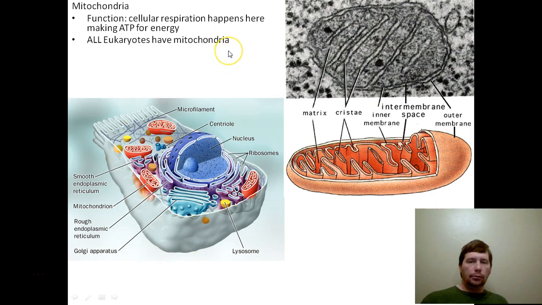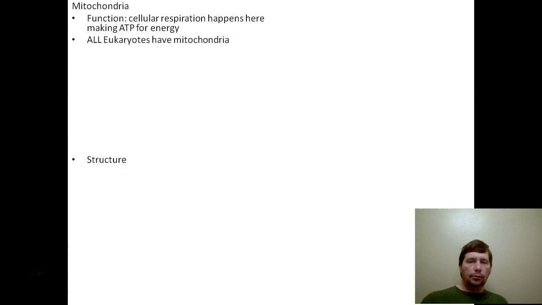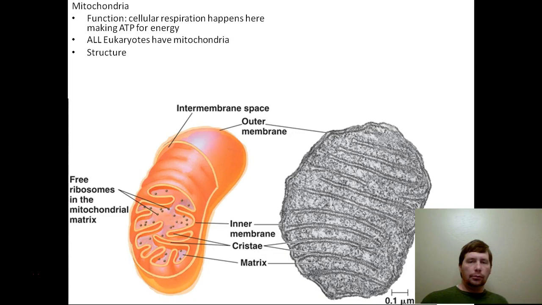Now, just like the chloroplast had a couple of regions, the thylakoid and the stroma, the mitochondria has the same thing. I'm just going to mention them now, and then we'll talk about them more when I teach you cellular respiration in about a month. But the structure of the mitochondria is there's a couple of different things we need to talk about. The mitochondria actually has two membranes.